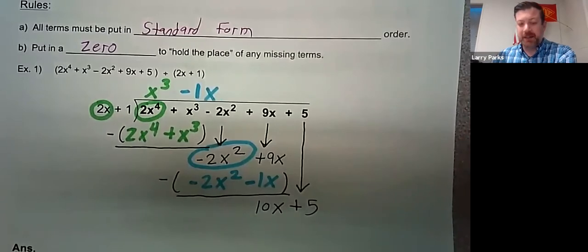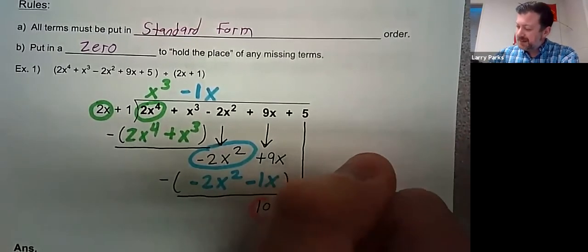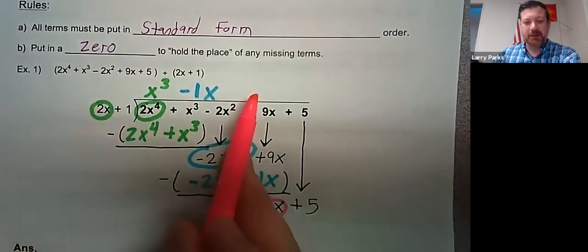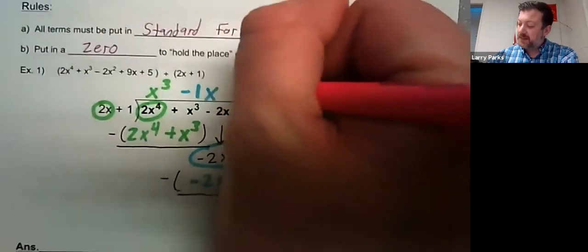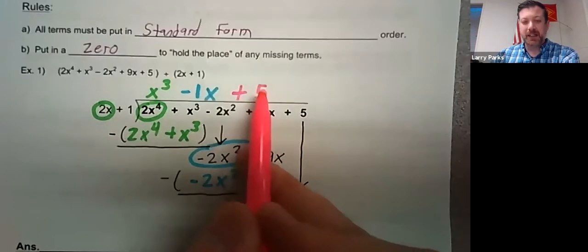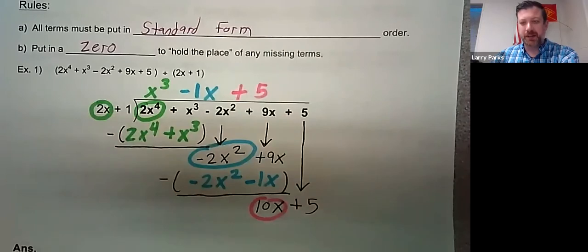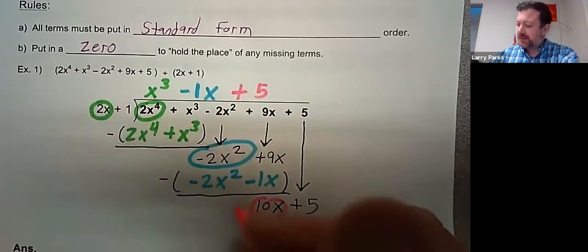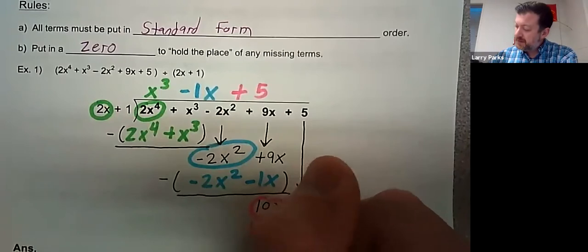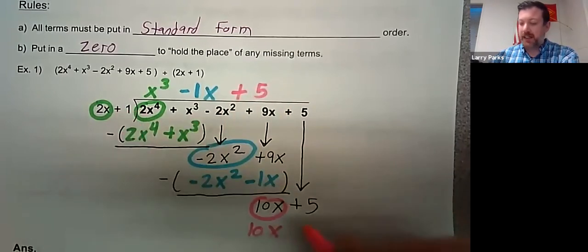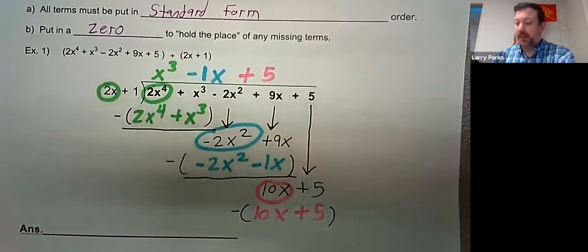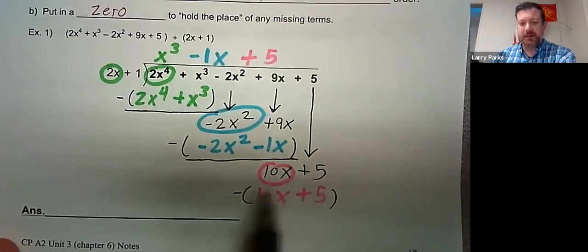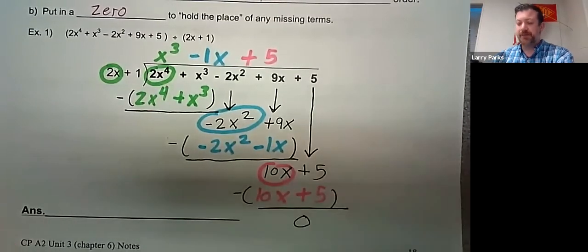Now, I am going to ask myself, 2x times what is 10x? That would be 5. And now I'm going to take 5 times 2x, 5 times 1, put it underneath. 5 times 2x is 10x. 5 times 1 is 5. I take it away. 10 minus 10, 0. 5 minus 5, 0. So all this is 0.